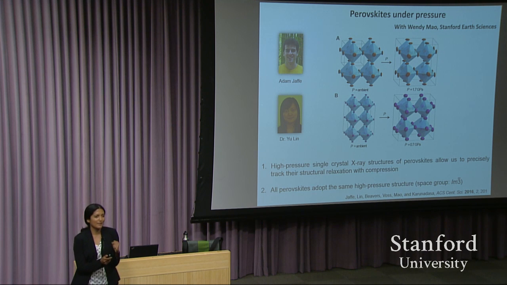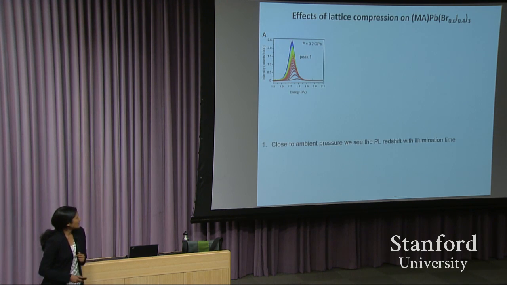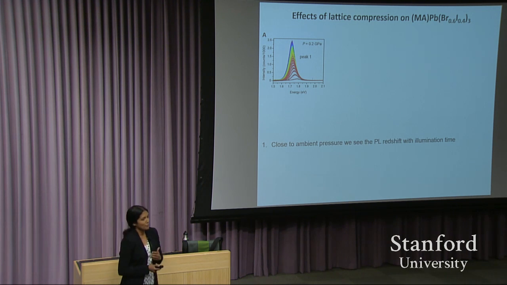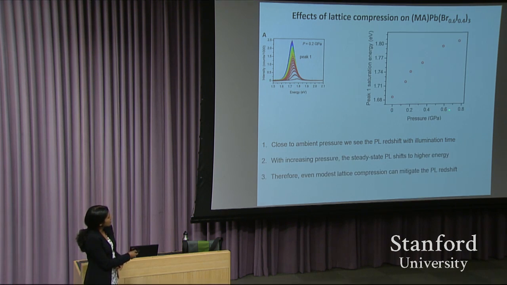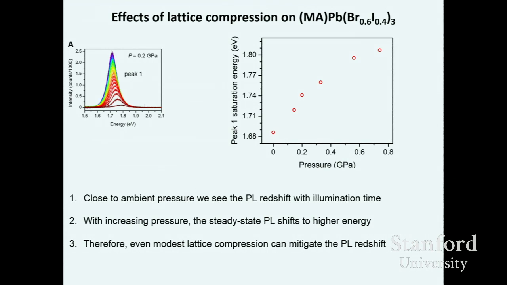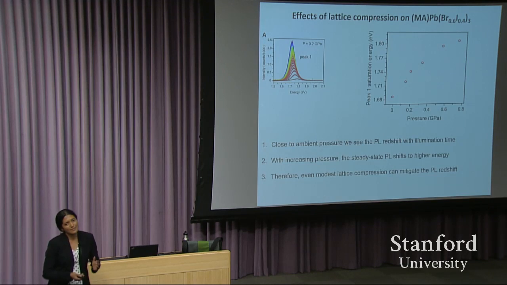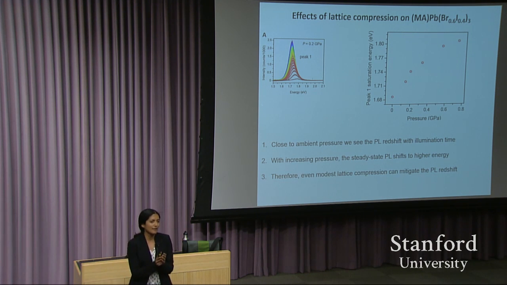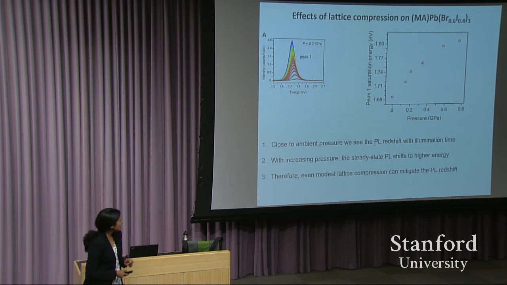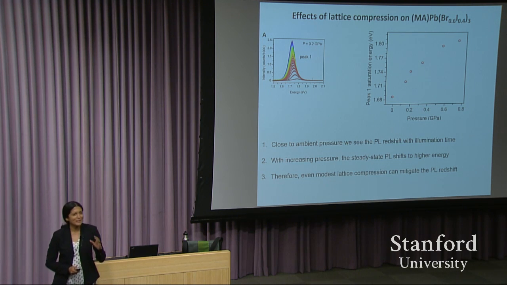And he looked at photoluminescence as a function of light soaking. So we can monitor how the photoluminescence changes as a function of time and also as a function of pressure. So we find that close to ambient pressure, we still get this PL redshift as we would expect. However, as we increase the pressure, the steady state PL energy we get gets higher and higher. And this is great news, because these are not very high pressures. And this essentially tells us that if we press this material really hard in a solar cell, we can obtain higher voltages from this material. We still do see the redshift, but it is reduced.